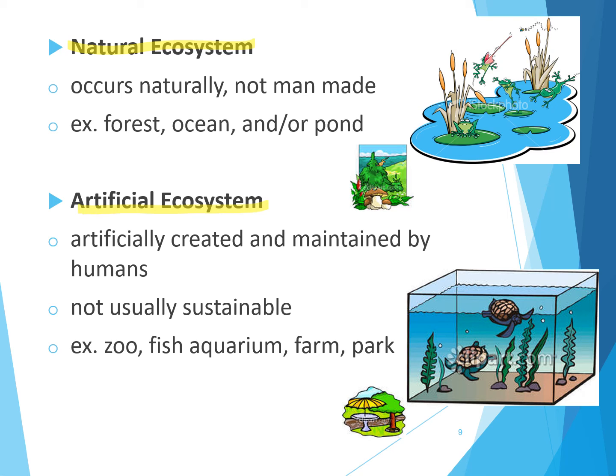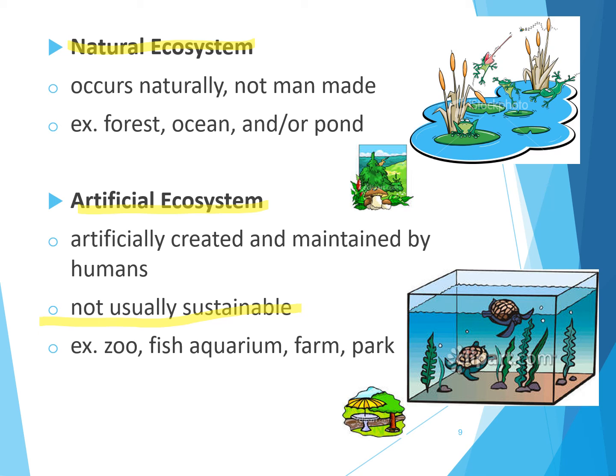An artificial ecosystem is artificially created and maintained by humans. And because of this, it's not usually sustainable. So again, when humans interrupt or change things of an ecosystem, this disrupts the natural balance within the ecosystem, the ecological balance. And again, that sometimes causes ecosystems to become unsustainable. So examples of artificial ecosystems include a zoo, a fish aquarium, a farm.